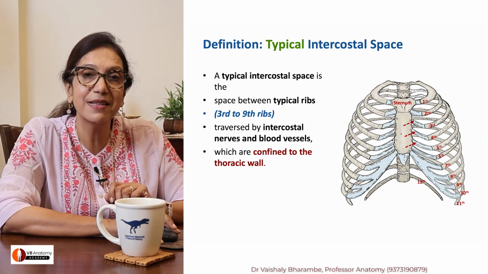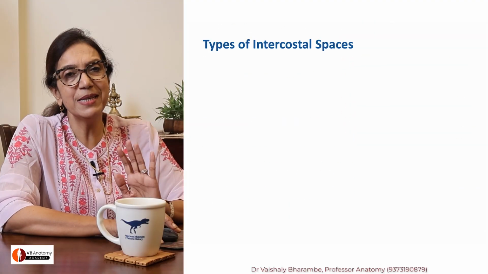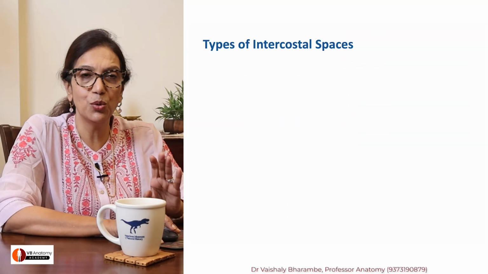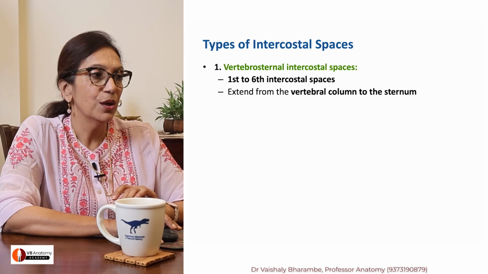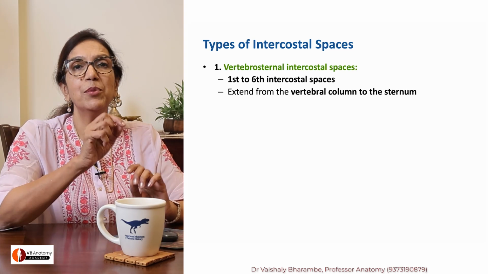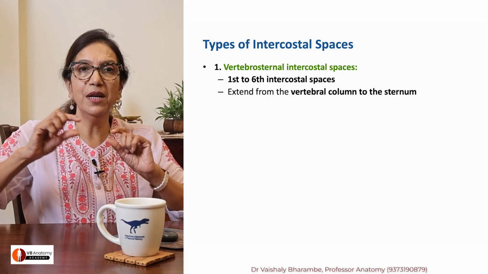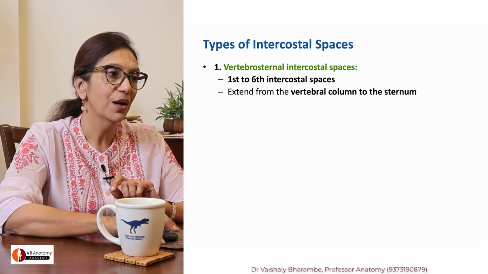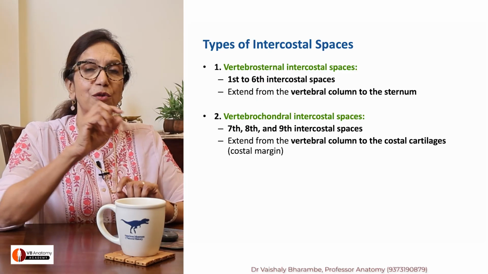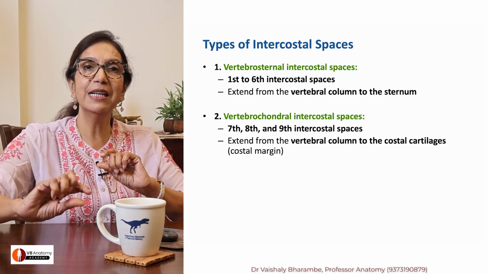I'll tell you why we are discussing this. Come on. So, presently we'll keep that information and move on. Intercostal spaces are of different types. Those which are vertebrosternal. From the vertebra to the sternum, the space is complete. Okay. Versus from the vertebra to the costal cartilage.